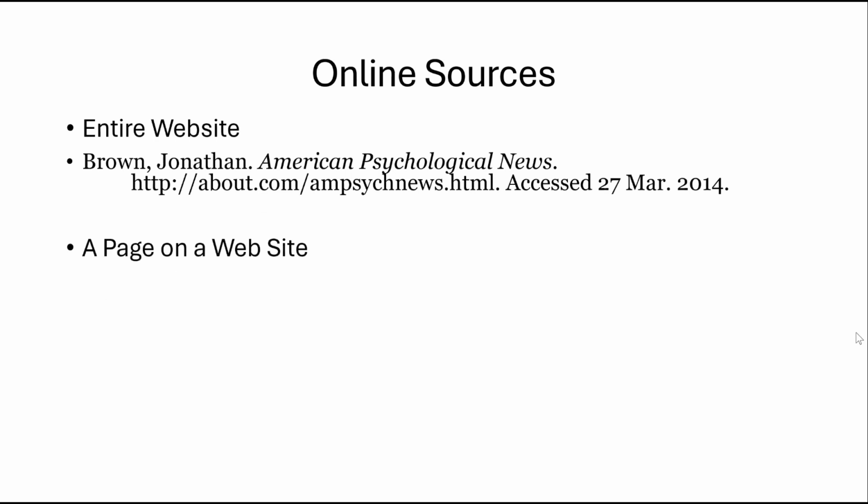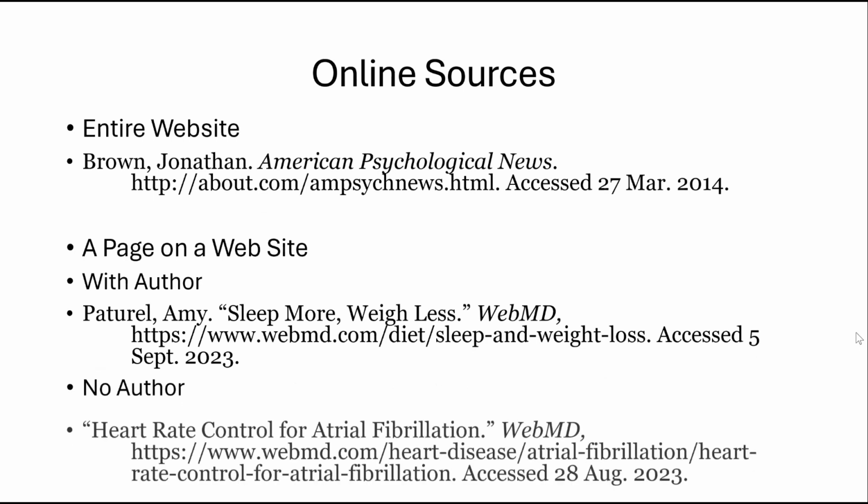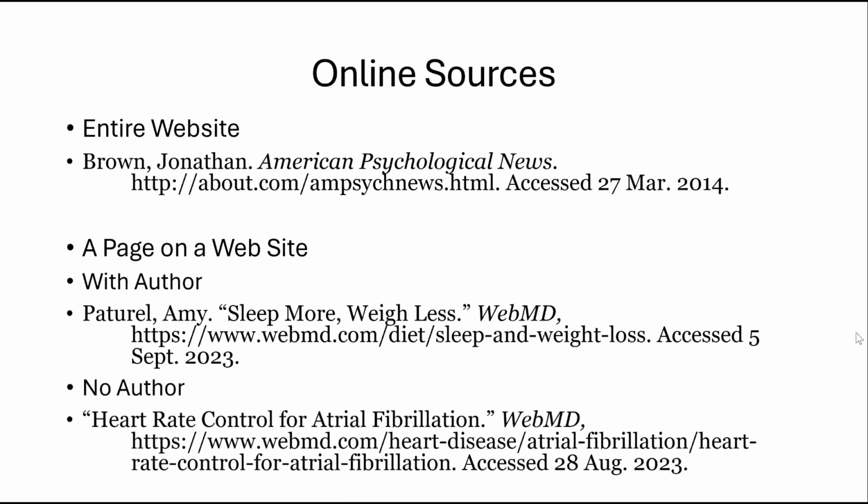If you're just citing a page on a website with an author, you include the name of the author, the name of the page in quotation marks, the publisher, which is italicized, and then the URL and access date. If you're citing a page on a website with no author, you do the same thing, just removing that author's name.